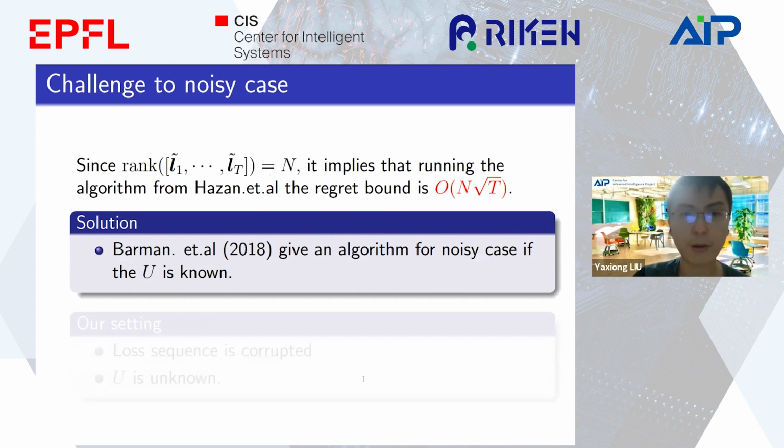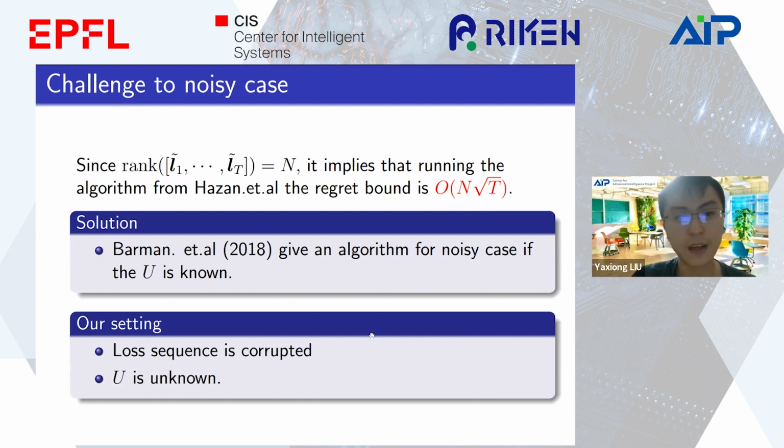However, this algorithm fails in the noisy case we mentioned, because in this case the rank of all the noisy vectors is not d anymore. The rank expands to n; it is a full rank matrix. So if we run the previous algorithms, the result would be n times square root of T, which is too large for these parameters. And Barman in 2018 gave algorithms to solve the case where the kernel is known but noised by a noise vector.